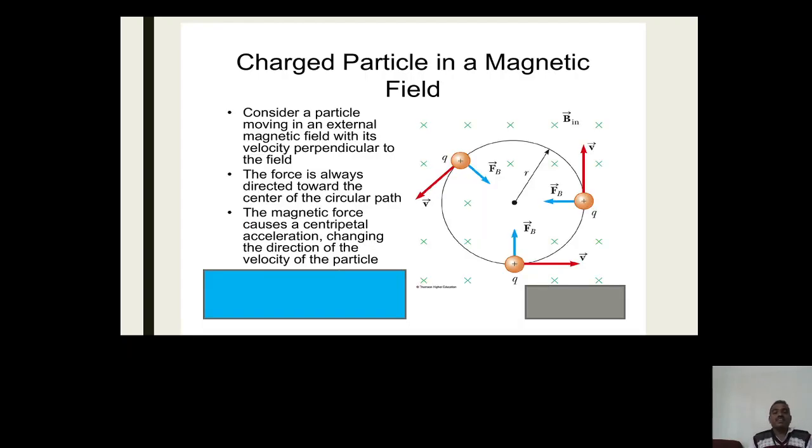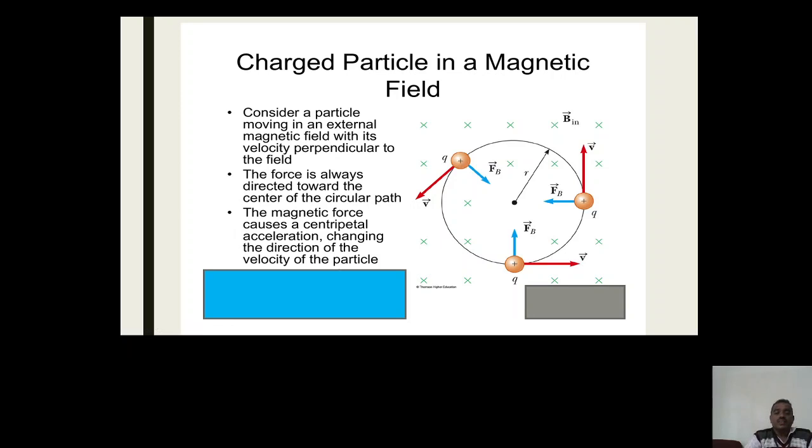Before going to the actual topic, we need to understand some basic terminologies. How do charged particles move in a magnetic field? This is a uniform magnetic field. A charged particle is placed in a uniform magnetic field.